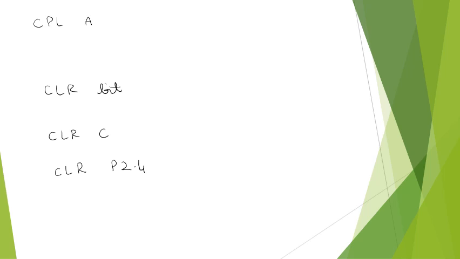So CLR C will clear the carry flag. So the carry flag will be made 0, and if it is CLR P2.4, it will clear the D4 bit of port 2.